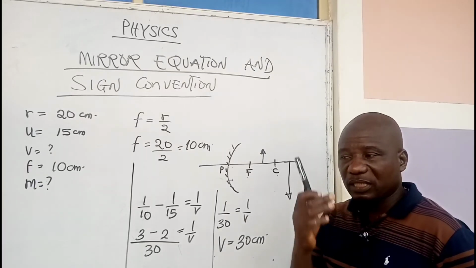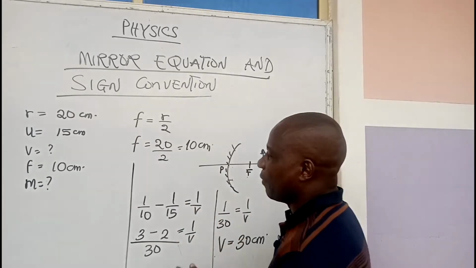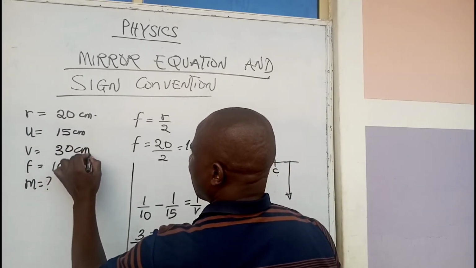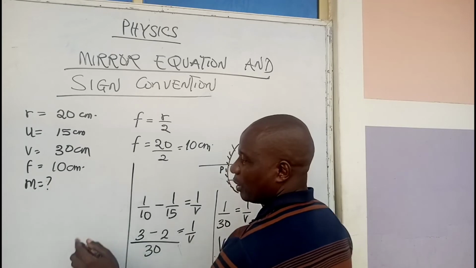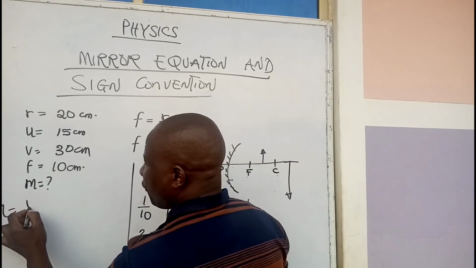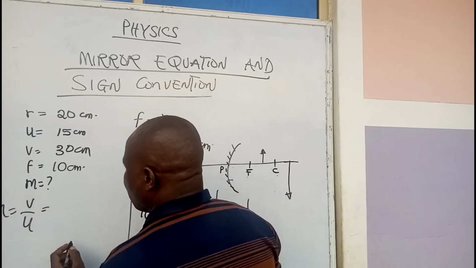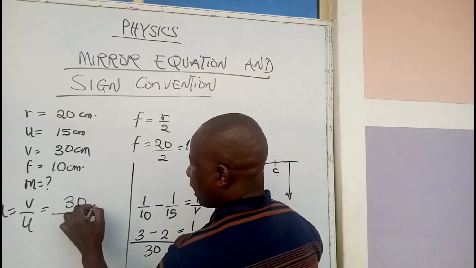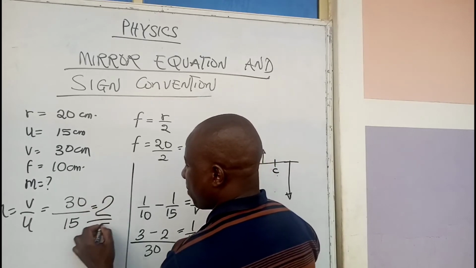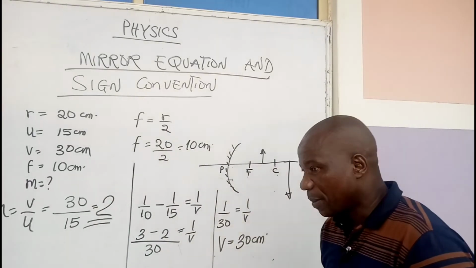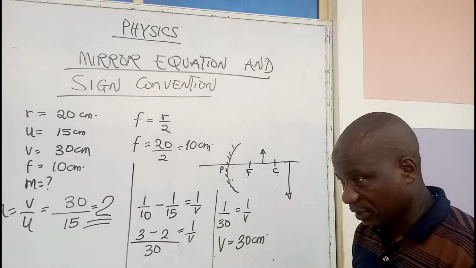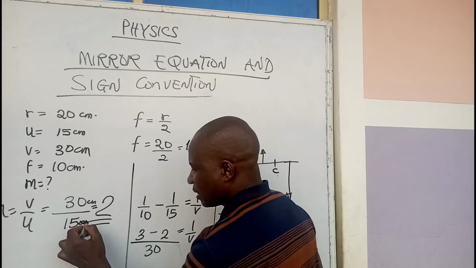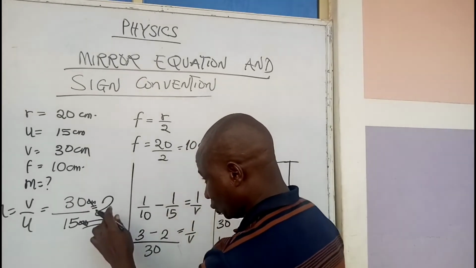Now, we have found our v. What's our v now? Our v is now 30 centimeter. Class, it remains m that we are looking for. But what is our m? M is v all over u. What's my v? That's 30. What's my u? That's 15. Class, what do you have? That is 2. Magnification does not have unit. It is unitless, because this is centimeter, this one too is centimeter. We cancel centimeter. So it is 2.